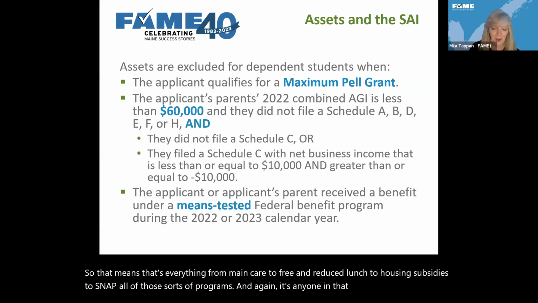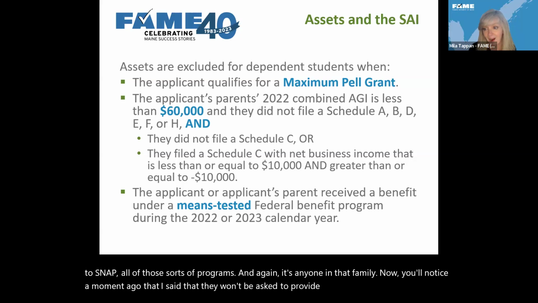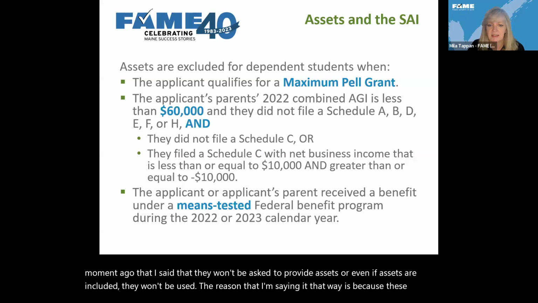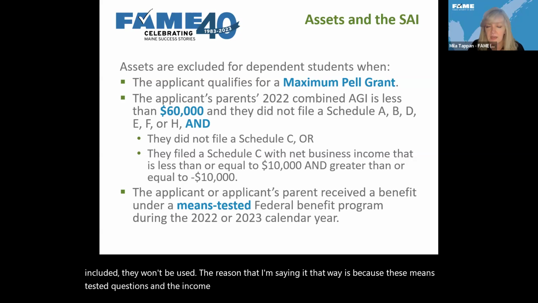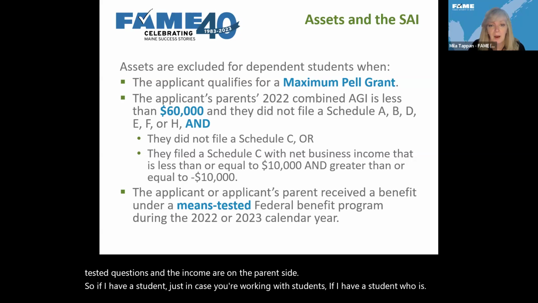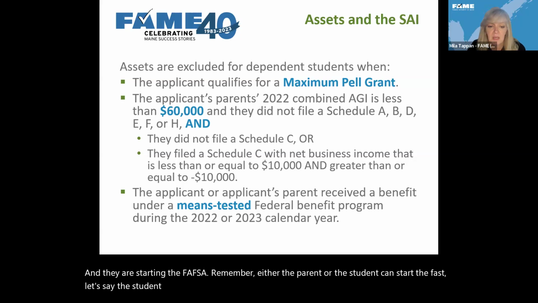Now, you'll notice a moment ago that I said that they won't be asked to provide assets, or even if assets are included, they won't be used. The reason that I'm saying it that way is because these means-tested questions and the income are on the parent side. So just in case you're working with students, if I have a student who is filing a FAFSA and starting the FAFSA, because remember, either the parent or the student can start the FAFSA. Let's say the student starts the FAFSA, the student is going to see those asset questions.